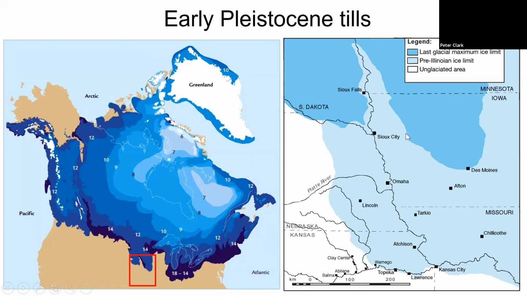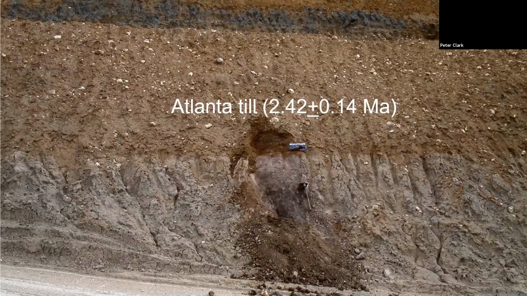And the map to the right now is showing in the darker blue the last glacial maximum extent, and then the lighter blue, the extent of these older tills or glacial sediments that, again, from a variety of methods are known to be as old as 2.5 million years. And this is that till that is actually 2.42 million years, plus or minus. And that's this brown horizon you see here.